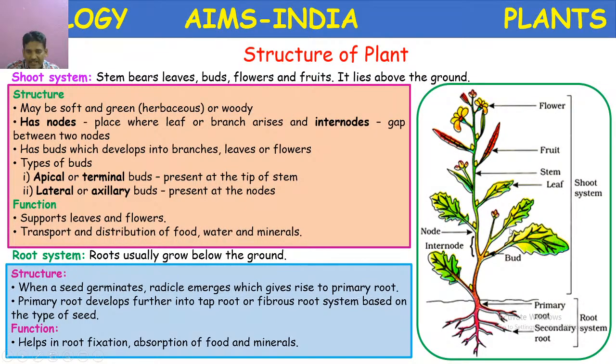Next, in between two nodes, the gap that is present is called the internode. As the plant is growing, this internodal elongation takes place and the plant grows in length. Next, there are different buds located on the stem, mainly the apical bud. Apical bud means the terminal bud, the uppermost part of the plant. It is also called the growing tip of the plant.